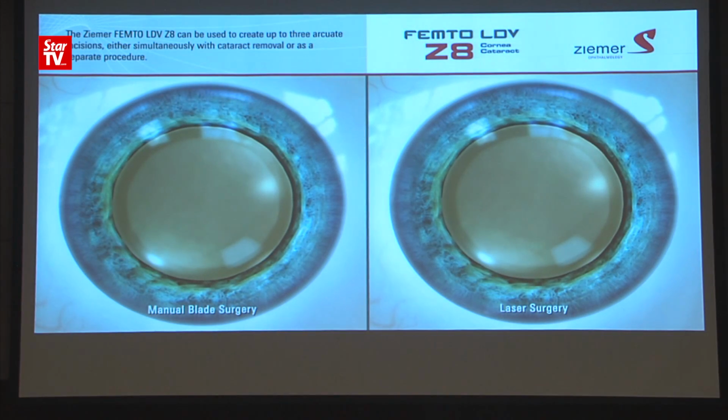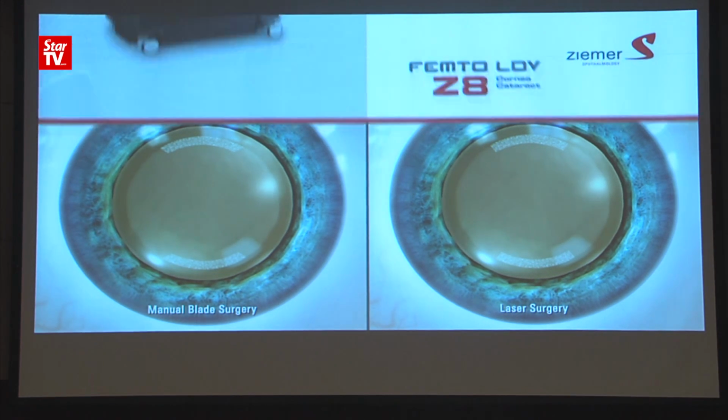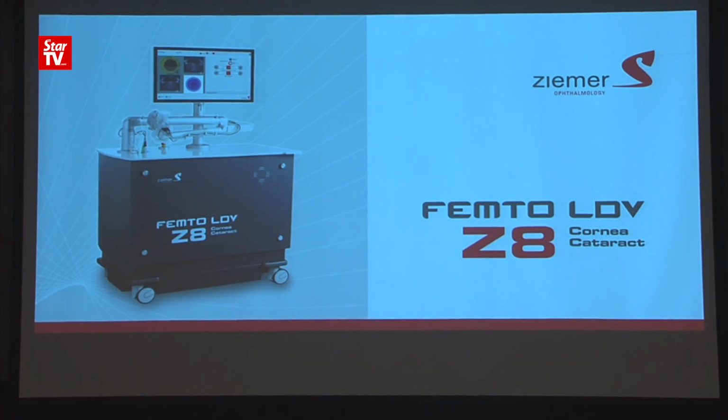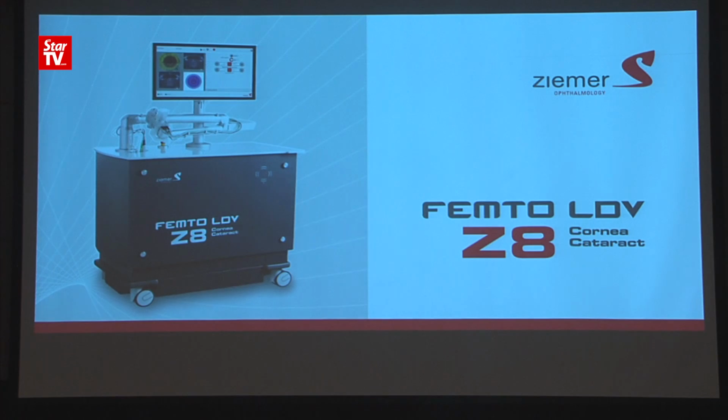In addition to its applications for cataract surgery, the Zimmer Z8 laser can be used to create up to 3 arcuate incisions on the surface of the cornea. Rather than cutting these incisions with a blade, the Z8 delivers an incredibly fast sequence of low-energy laser pulses, which form ultra-precise microscopic bubbles at a pre-programmed depth and length to make the incision. The results are precise to within 1/100th of a millimeter. Talk to your doctor about the advanced blade-free procedures offered with the Zimmer Femto LDV Z8.